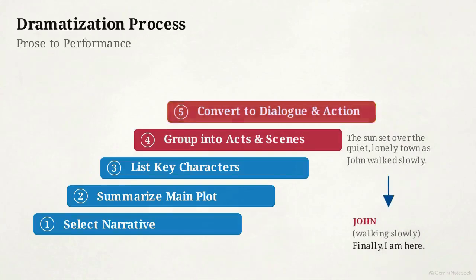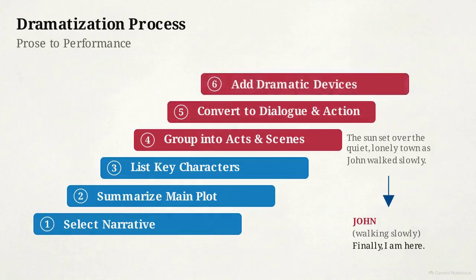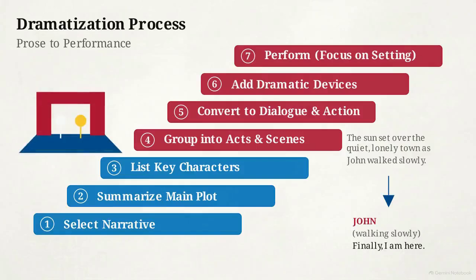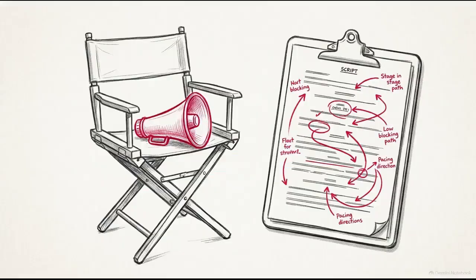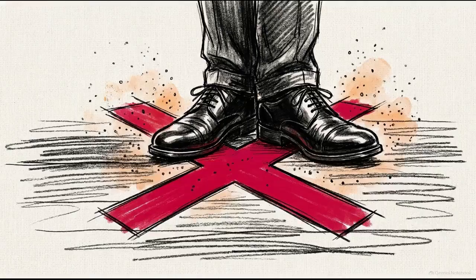In Step 5, the conversion happens. Remove written descriptions and replace them with dialogue and clear stage actions. Step 6 adds dramatic devices like prologues or musical interludes. Finally, in Step 7, perform the dramatization, focusing strictly on how the physical setting is used. Translating a text into a dramatization requires making specific choices about how characters speak and move, turning a writer's descriptions into concrete actions that happen in real time.